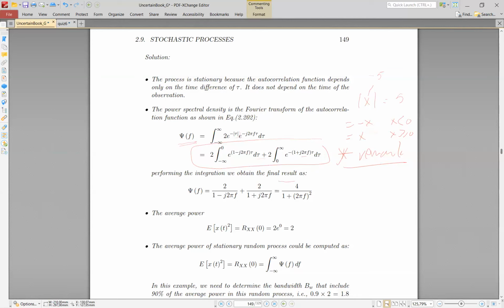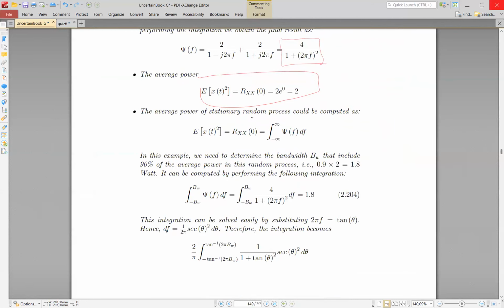Then finally, we find this is the power spectral density of this process. This is the average power, as I explained now. Then what we need to know is the bandwidth of this power spectral density which makes the power 1.8 watt, which means that it is 90% of the total power. Now we need to solve this integration. Again, it is calculus. I even show in detail how to find it. It is by substitution, and you put 2 pi f squared equal to tan theta, and you solve. It is general. Maybe I just remind you how to find the integration in this case.